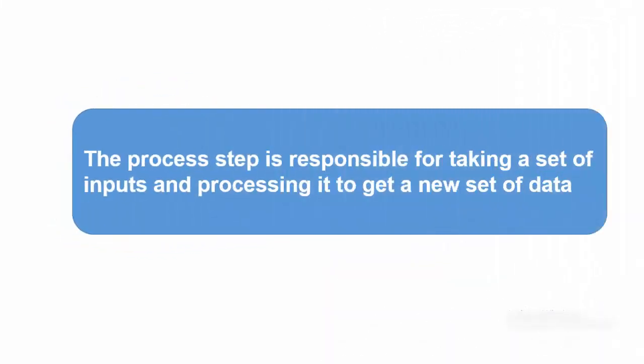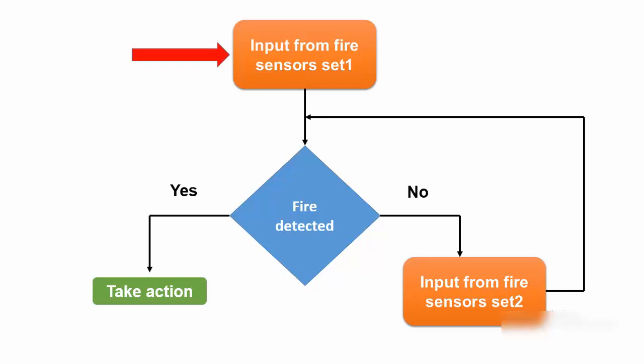The process step is responsible for taking a set of inputs and processing it to get a new set of data. Continuing with our fire alarm program, once the input from the sensors is received, some body of code must be responsible for determining whether the sensors are detecting a fire. In other words, the voltage corresponding to the temperature must be read or input and then interpreted or processed to determine the current state of the sensors. So, for the fire alarm system, this is the process step where decision making is done on the basis of interpretations made on data received from the sensors.